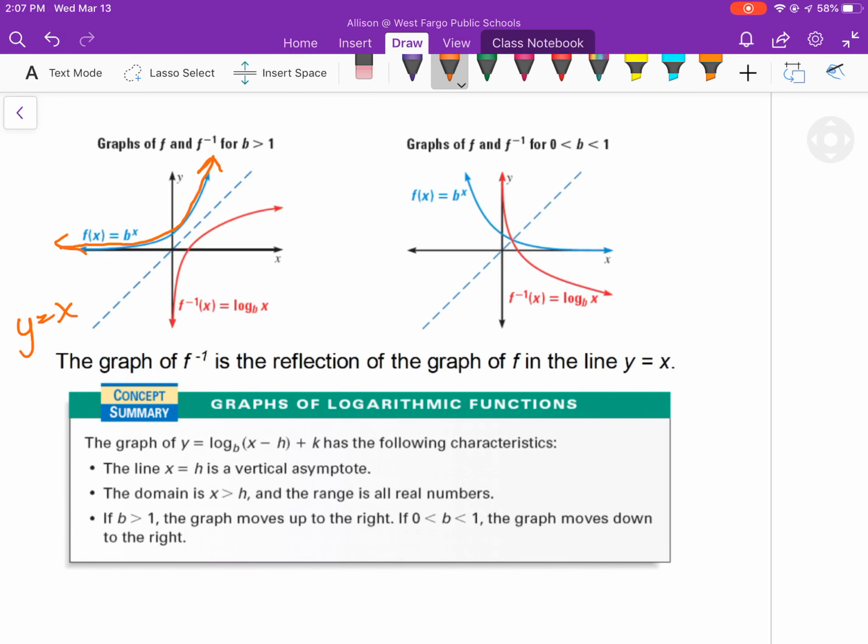If you have a decay function, it looks like this one over here, decaying, but the inverse will still be log base b of x, and it'll still be reflected over the line y equals x. It just looks a little different for that one. The red one's the inverse and the blue is the original.